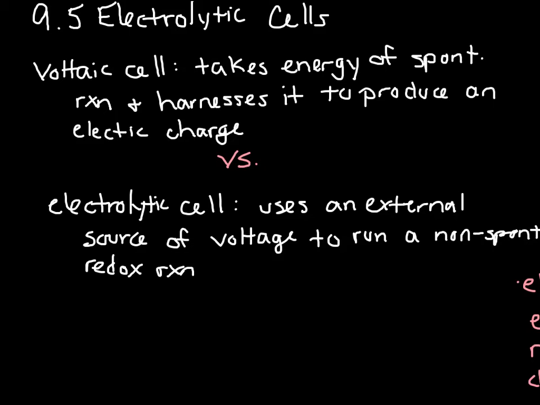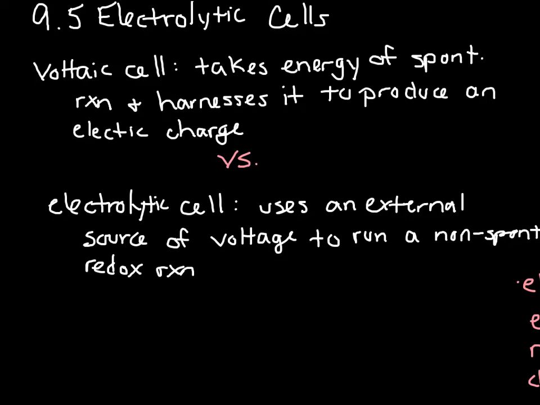9.5 is looking over what electrolytic cells are, and then 19.2 finishes off topic 9 with actually electrolysis, what we use electrolytic cells for. Now, key differences. We've been working with and talking about voltaic cells up to this point. So keep in mind, voltaic cells take energy from spontaneous redox reactions and harness it to produce an electric charge. So we can create a charge from that.